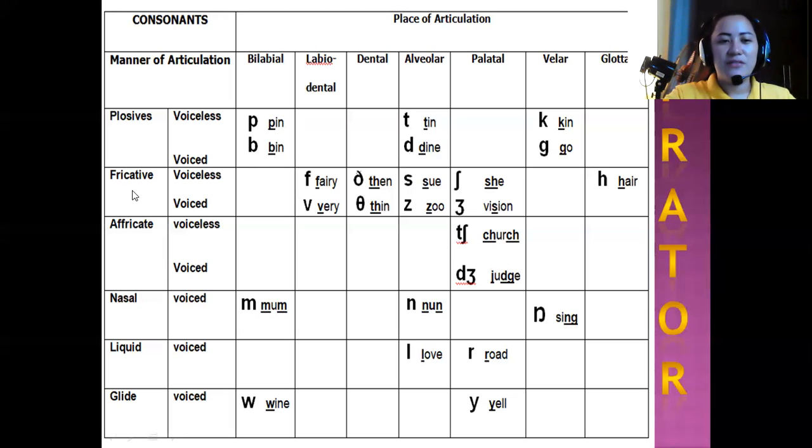Okay, we also have the fricative. There is a prolonged release of air. Take note of my very short description. I'm making it easy for you. There is a prolonged release of air. And affricate, I call this affricate the frustrated fricative.